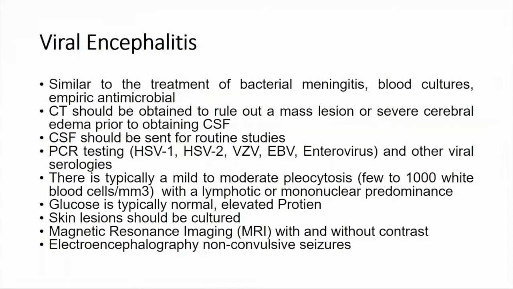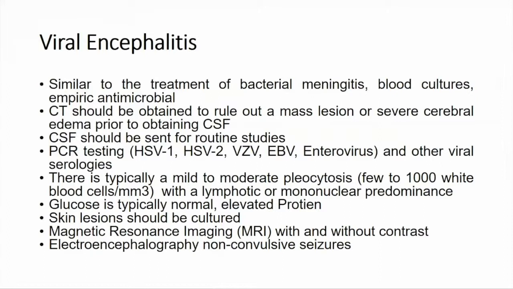There's typically a mild to moderate pleocytosis. Sometimes you can have as generous and aggressive a pleocytosis as you would with bacterial, but usually that's not the case. Usually there's a very small number, maybe 40 to 100 lymphocytes. The glucose is typically normal with some mildly elevated protein.